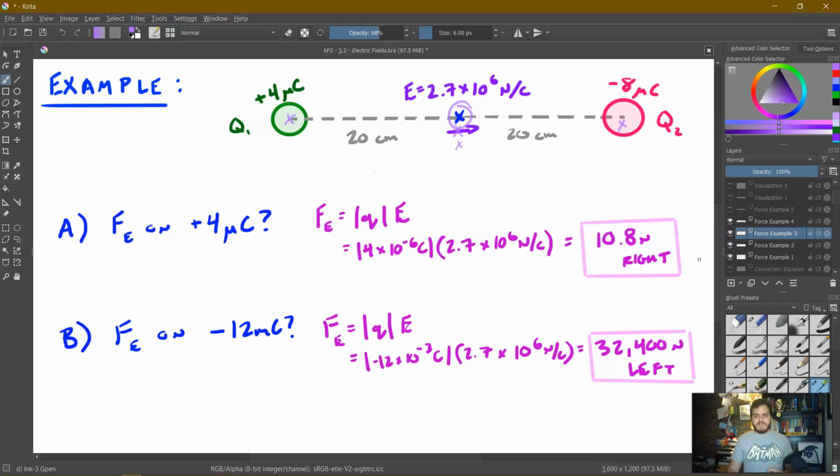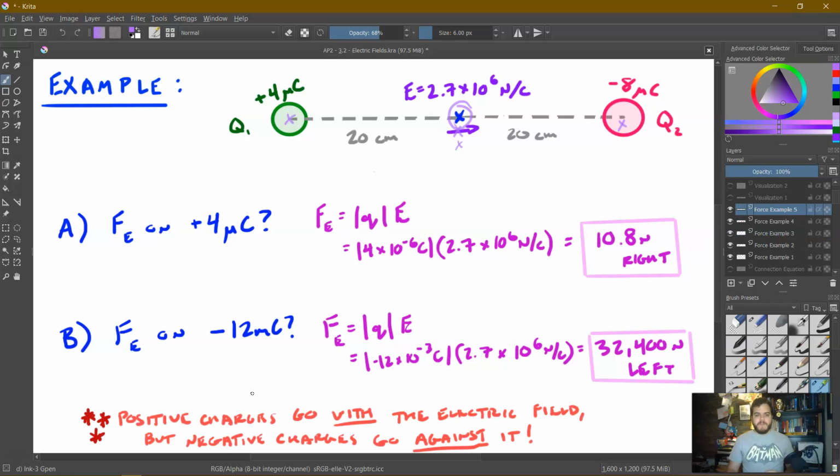We really want to make sure we do not forget that for positive charges, they're going to go with the electric field. Whichever way the electric field is pointing, they're going to go that way. Negative charges, they're going to go in the opposite direction. We've got to make sure we keep that straight.